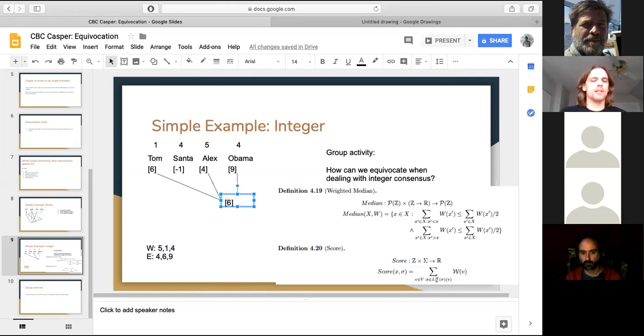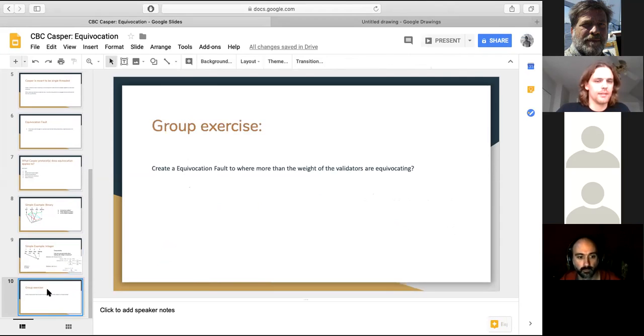So what should we do next? We could do another one of those calculations, or we could move on, or whatever anyone's in the mood for. Looks like Jeremy has some more slides. Yeah, I think 10 is the last one. Group exercise: create an equivocation fault where more than the weight of the validators are equivocating. That was something I was still trying to wrap my head around as well, but we don't necessarily have to do that today unless you guys want to.